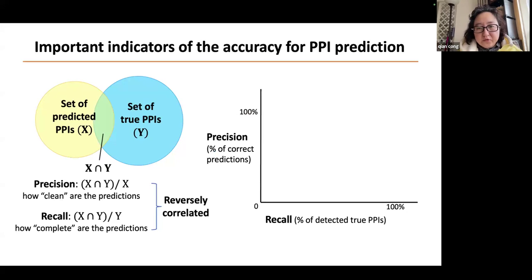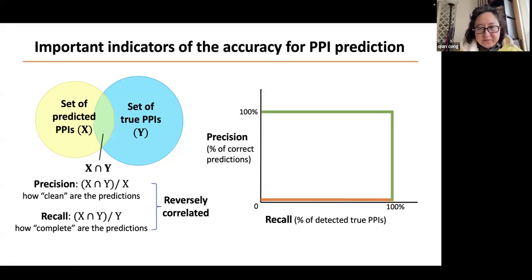So then what we usually do is make a so-called precision-recall curve. We make a ranked list of predictions going from more confident to less confident. And as you expand your number of predictions, usually your recall will increase and your precision will drop. If you have a totally random predictor, then you will have a precision-recall curve that looks like this, a line that is very close to zero.